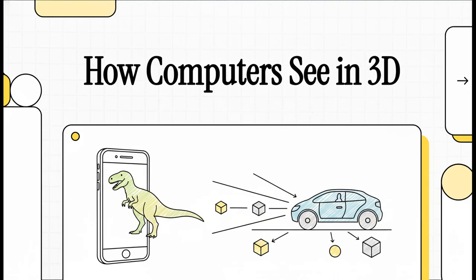Have you ever wondered how your phone can just drop a virtual dinosaur right into your living room? Or how a self-driving car can possibly navigate a busy street? It all boils down to one huge question. How do computers see our world not as a flat picture, but in glorious 3D? Well, we're about to find out.